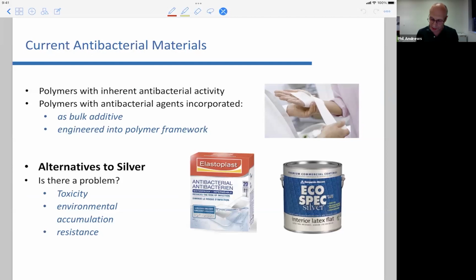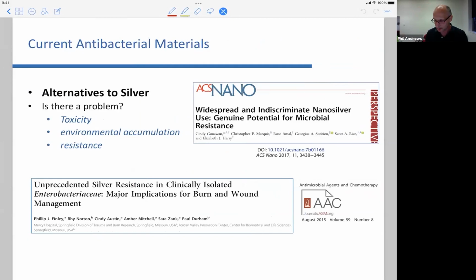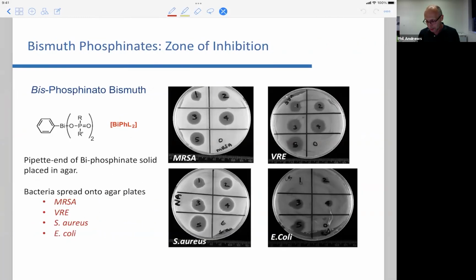So one of the common ones you'd come across is silver. It seems to be everywhere at the moment. It's in socks, it's in band-aids, it's in bandages, it's in wound treatments, it's in baby change tables. Silver is an antimicrobial. It's been known for thousands of years, but it's not a particularly effective antimicrobial. And the problem is at the moment we're starting to see some toxicity arise, we're getting resistance developing, and we're getting some environmental problems, accumulation in the environment with silver. So are there alternatives to silver that we can think of? So yeah, we'll try and look at bismuth.